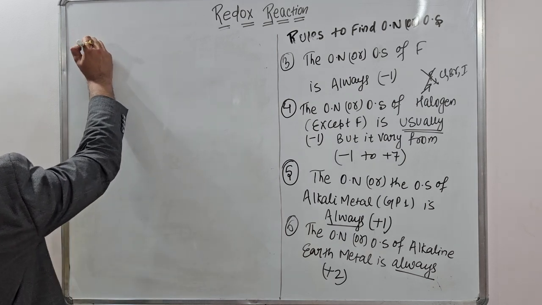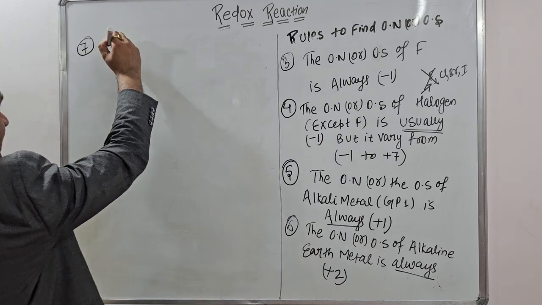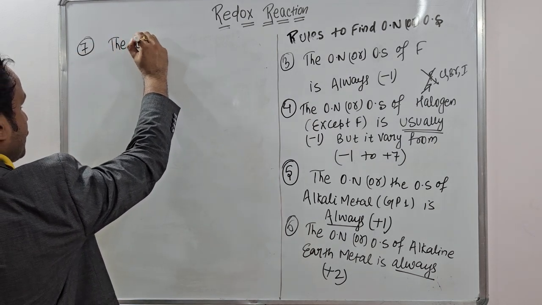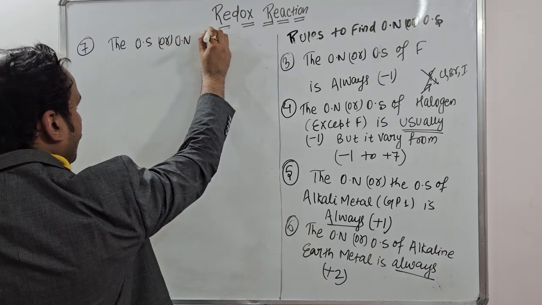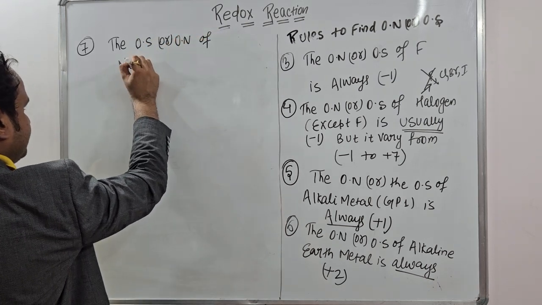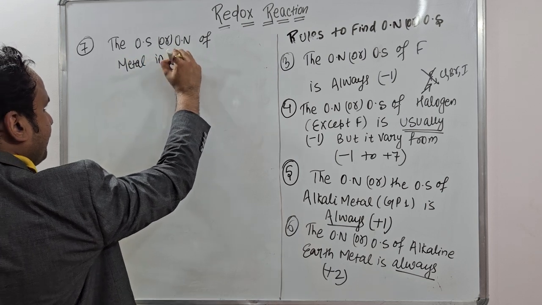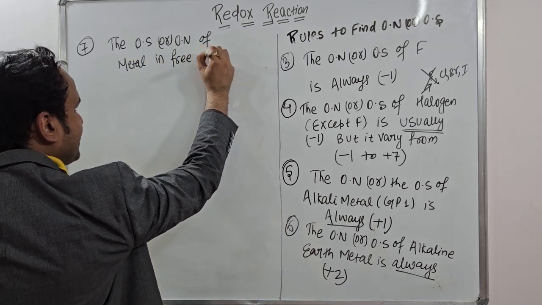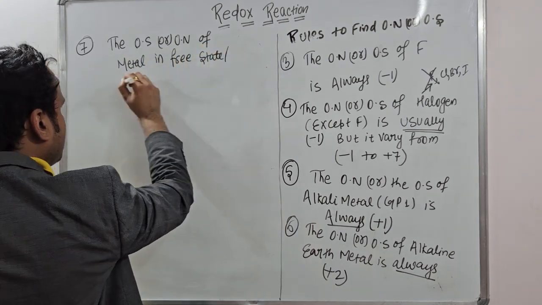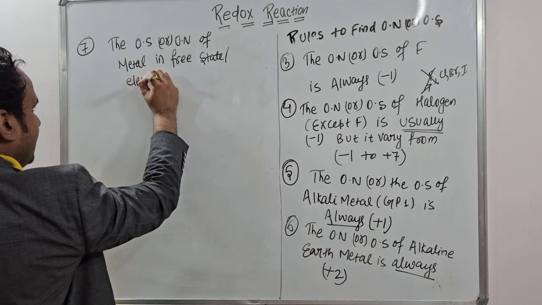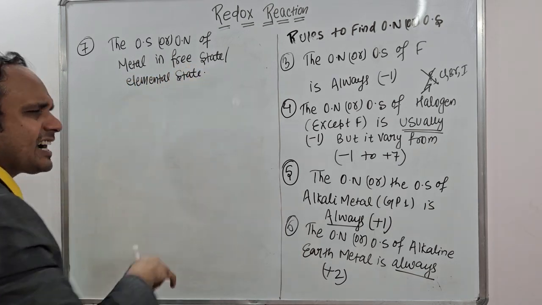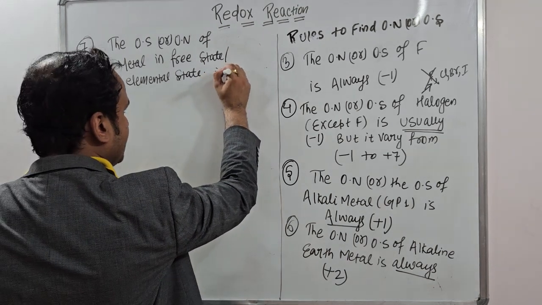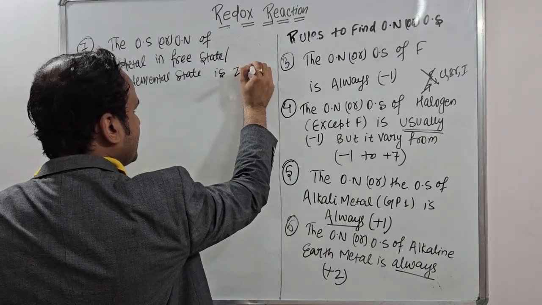Now the next point we will have is the seventh number. The seventh point is saying that the oxidation state or oxidation number of a metal in free state, also known as elemental state, meaning its naturally occurring state, is 0.